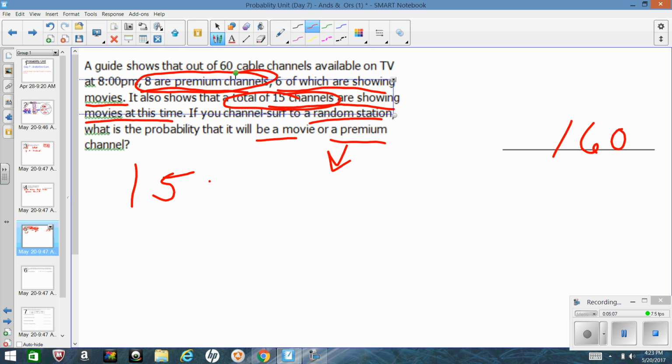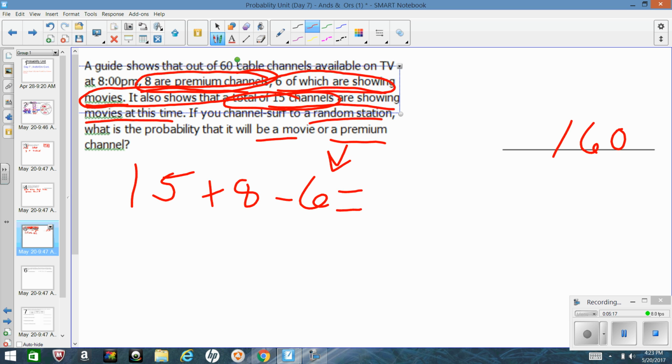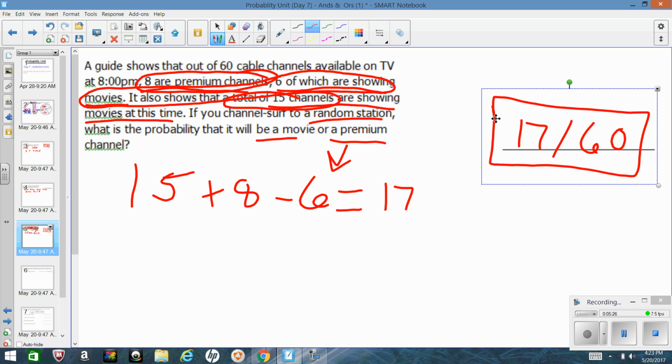We said 8, so we're going to add them together. I'm going to subtract any movies that are also showing premium channels, which would be 6. So if we take 15 plus 8, subtract 6, that would give us 17. So our probability would be 17 out of 60.